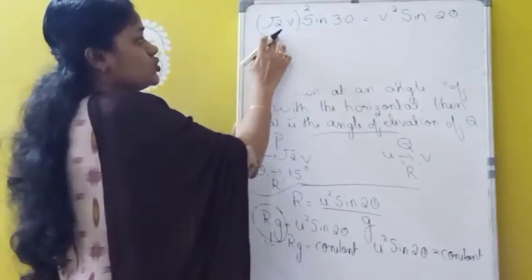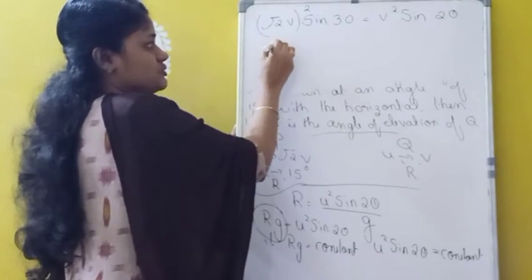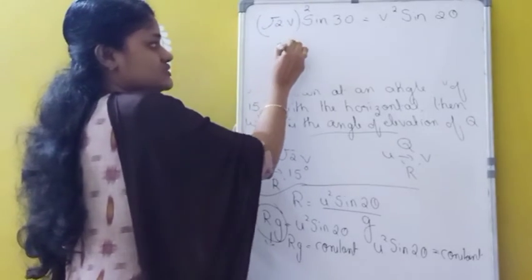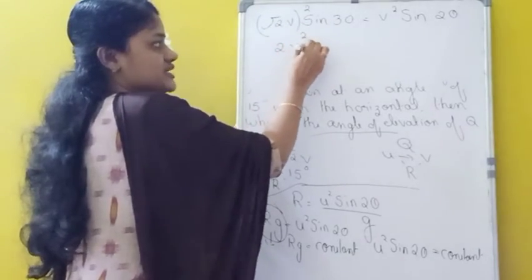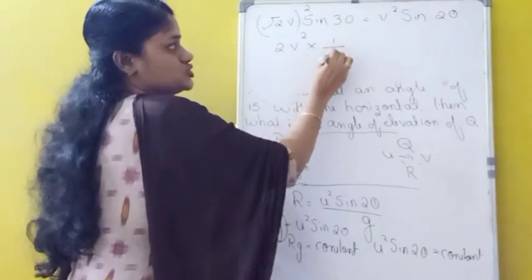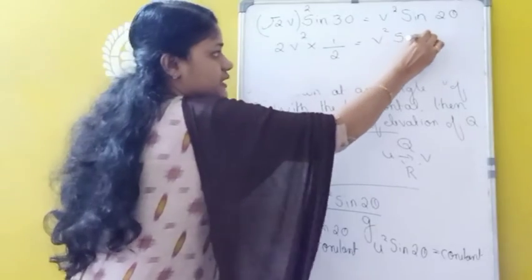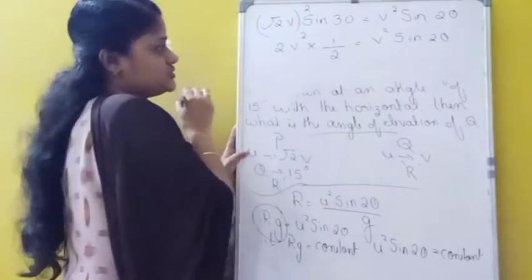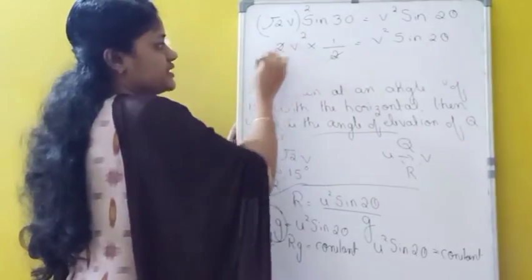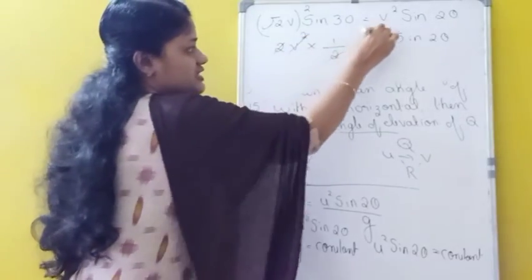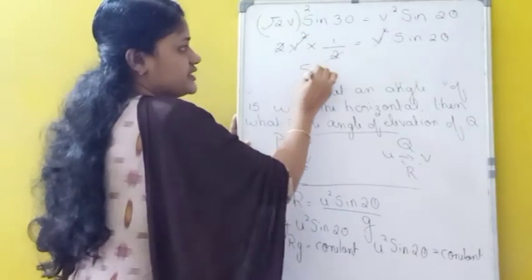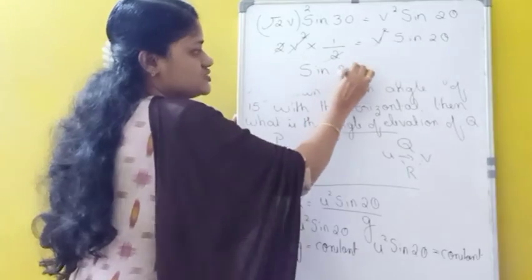Now root 2 v square means root 2 square is how much? 2. V square is v square into sine 30. What is the value? 1 by 2. That is equivalent to v square into sine 2 theta. That is, 2 and 2 cancel here. This v square and v square cancel. So remaining we are getting sine 2 theta equals 1.